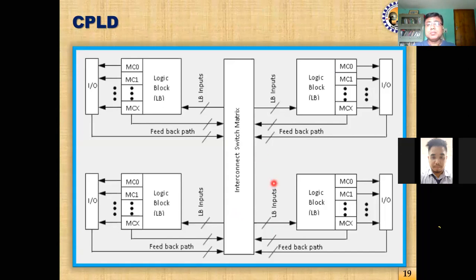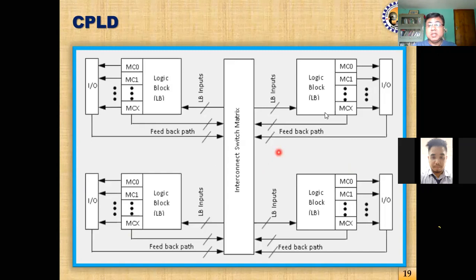So you can see that this is the generic diagram of a CPLD, complex programmable logic device. Over here you can think that this is one PLD, this is another PLD, this is a third PLD, this is a fourth PLD, but this is only a symbolic representation. We can house 16 PLDs, or 32 PLDs if required, inside one CPLD IC.